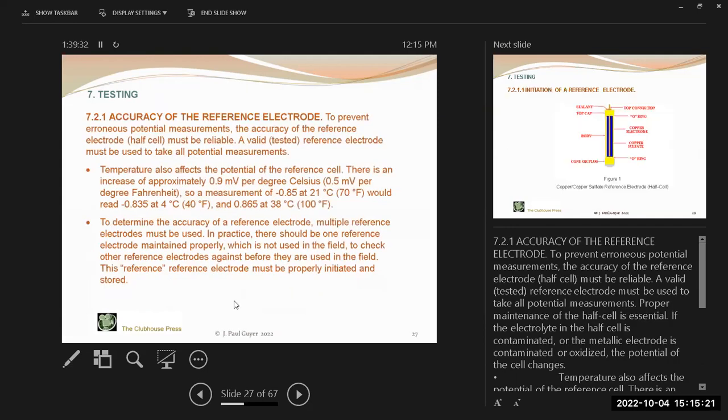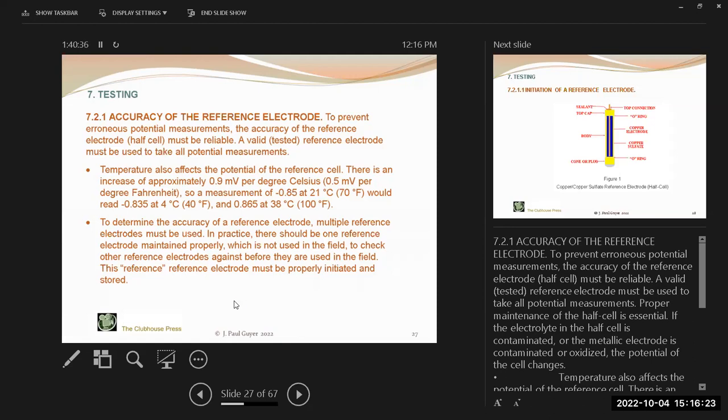The accuracy of the reference electrode, that is the copper sulfate half cell, must be reliable to prevent erroneous potential measurements. A valid tested reference electrode must be used to take all potential measurements. Temperature affects the potential of the reference cell. There is an increase of approximately 0.9 millivolts per degree Celsius or 0.5 millivolts per degree Fahrenheit. So a measurement of minus 0.85 at 21 centigrade, 70 Fahrenheit would read minus 0.835 at 4 degrees centigrade, 40 degrees Fahrenheit, and minus 0.865 at 38 centigrade, 100 Fahrenheit.